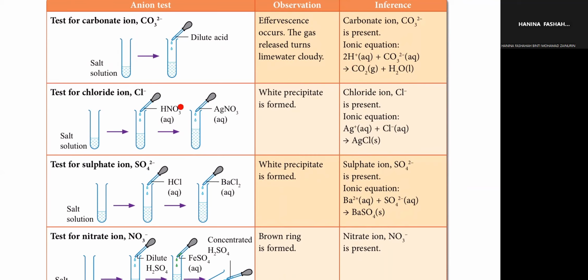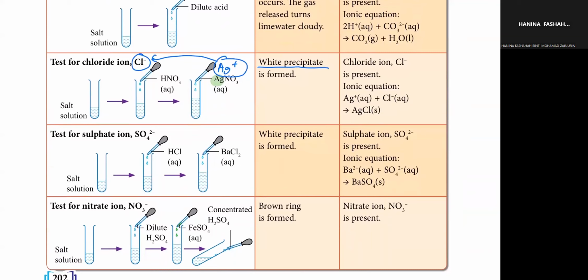Then for Cl minus, you need to add acid and Ag nitrate. Why do you need to add Ag nitrate? Because the point here is silver. The silver ion, Ag plus, can find Cl minus to form white precipitate. Ag nitrate is soluble in water, so the Ag plus ion can go and find Cl minus to form white precipitate. You need to add HNO3 acid first, to see whether you get bubbles or not. Same thing with SO4.